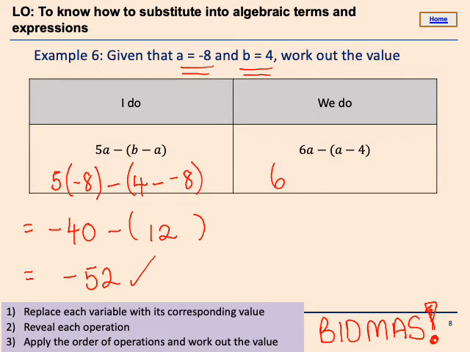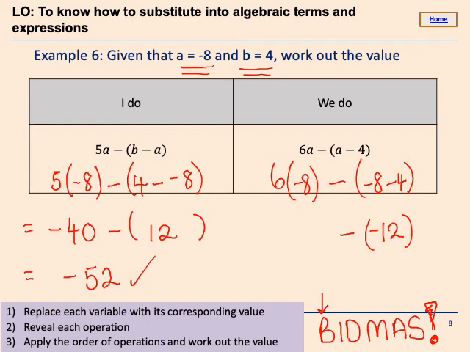Okay, so let's go through it. So we have 6 times by a, which is negative 8. We're then subtracting. In the brackets, we've got a, which is negative 8 again, subtract 4. So in our second brackets, which we do first due to BIDMAS, we have negative 8 and we're going 4 lower, so that's negative 12. See how I'm keeping the brackets in still so I don't lose negative symbols.